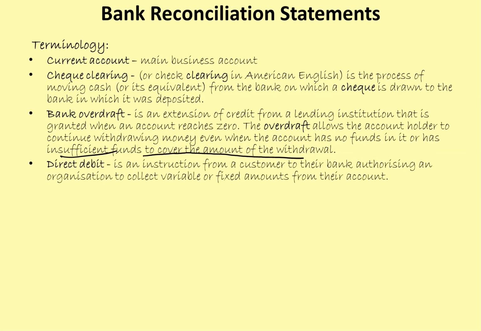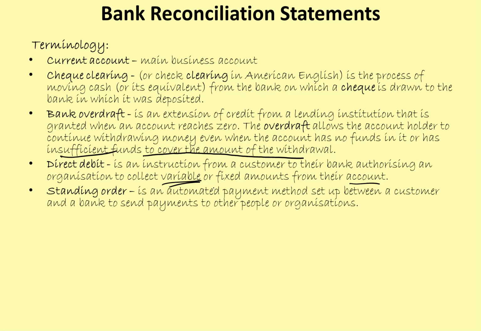Direct debit is an instruction from a customer to their bank authorizing an organization to collect variable or fixed amounts from their account. So for instance, if you ran a business and you had an electricity supplier, you might sign a direct debit and they would collect the money from your account every month. The amount would go up and down each month as you use more or less electricity, so they can collect variable amounts.